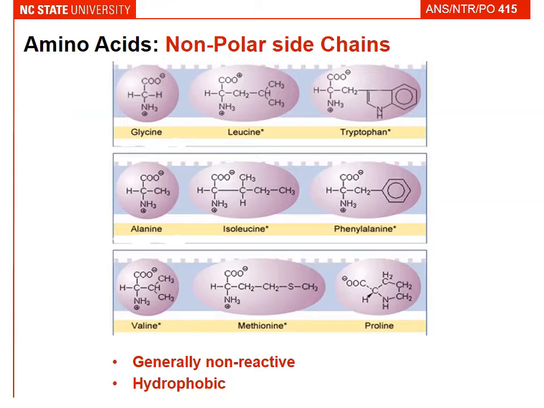So these amino acids are going to be more likely to be on the inside of the protein. In addition, these will be the ones that are going to be on the outside and the cell membrane.